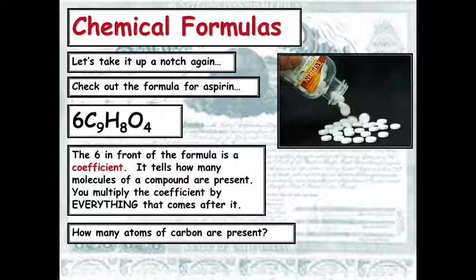54. 54 carbons. 6 molecules, each having 8 hydrogens. So what's my total hydrogen count? 48 hydrogens, and my oxygen count is 24 oxygens. Whoa, buddy. Now, continuing on.